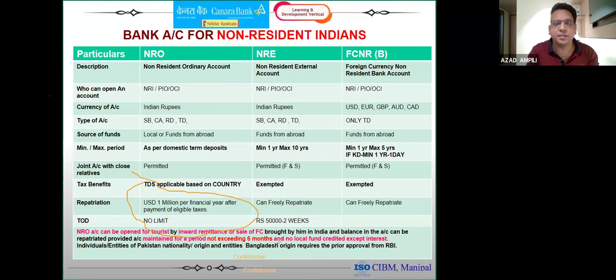So what about a resident? Can a resident open any foreign currency account? Yes. Let us see what kind of accounts a resident can open.